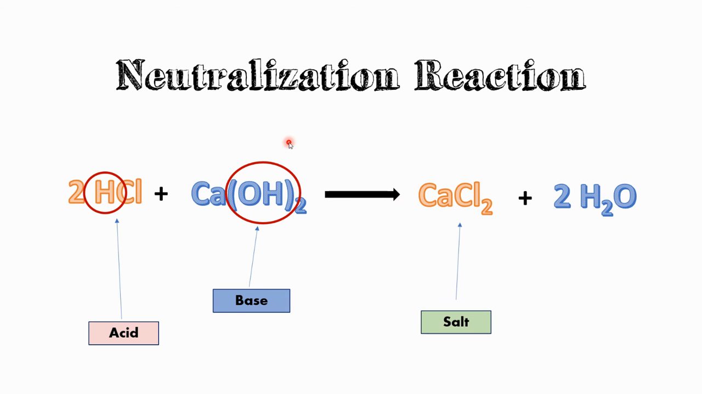On the other side, we're going to produce a salt and water. We're very familiar with what water looks like, but what exactly is a salt? A salt is just any compound containing a positive and negatively charged ion. So the calcium has a positive charge and the chloride has a negative charge. That's a salt.